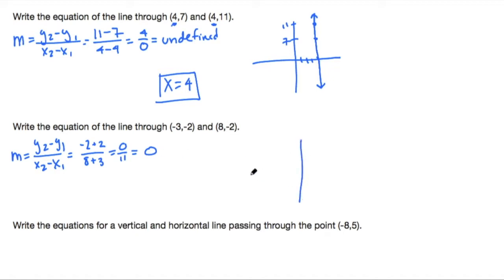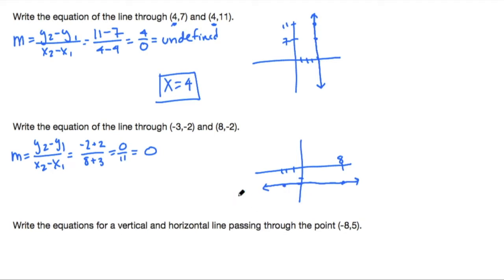So what would the graph of this look like? If we have negative 3, 1, 2, 3, and negative 2, 1, 2, there's our one point. Well, 8, negative 2, we'll just call this 8 out here, and negative 2 as well, there's our other point. Oh, those points form a horizontal line.